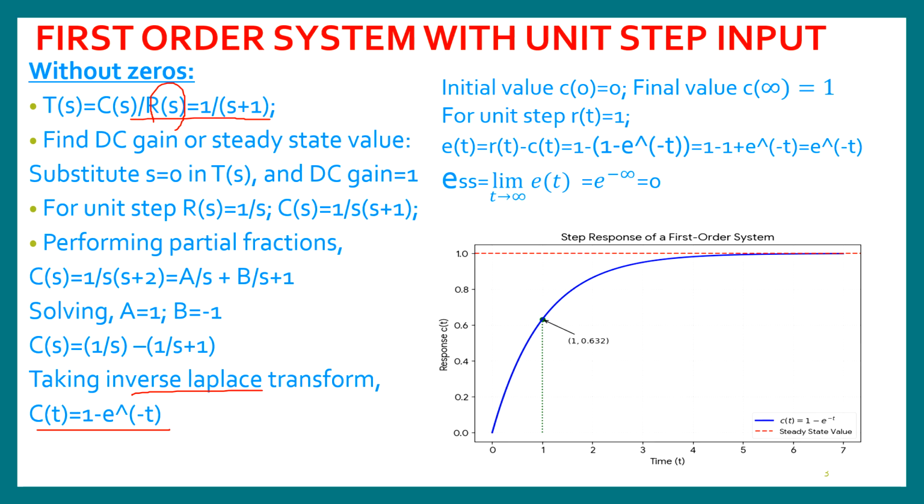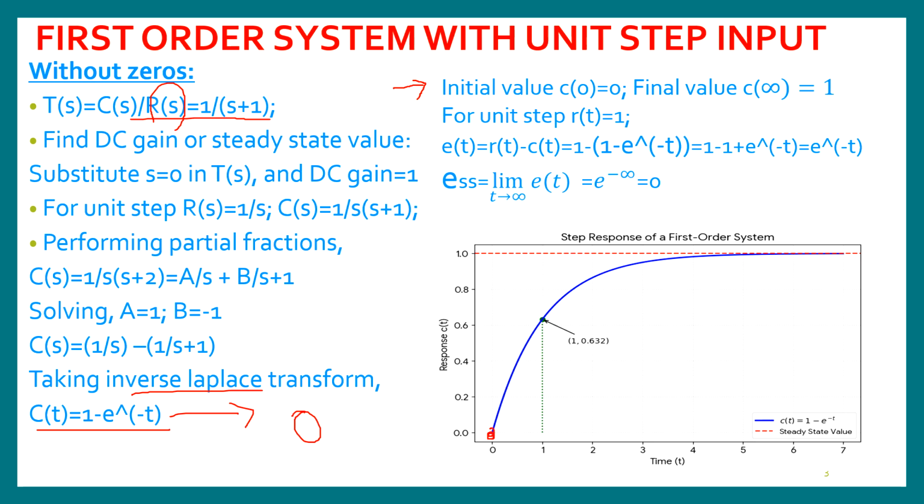1 by S plus 1, on taking Laplace transform, will become e power minus at. A value is 1 here. So now I'm interested to calculate my initial value. How to calculate my initial value? You need to substitute t as 0 in this equation. When I have substituted t as 0, e power 0 is 1. So 1 minus 1 is 0. So my plot will start at origin, right?